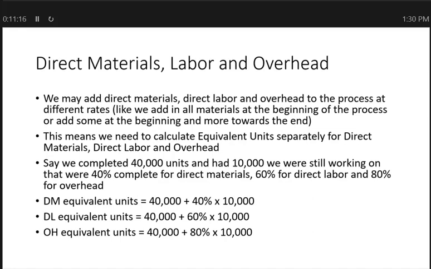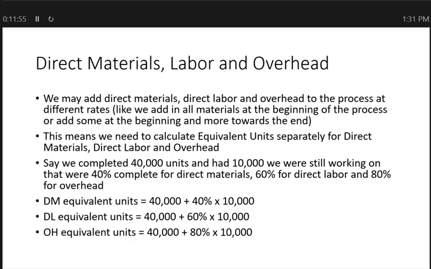Now, in real life, we may add to our manufacturing process materials, labor, and overhead differently. So, for instance, if you were making cookies, you might put all the ingredients in at the beginning before you even start mixing it. So the direct materials are added at the beginning. The labor is added gradually over the time we mix it. So those are different.